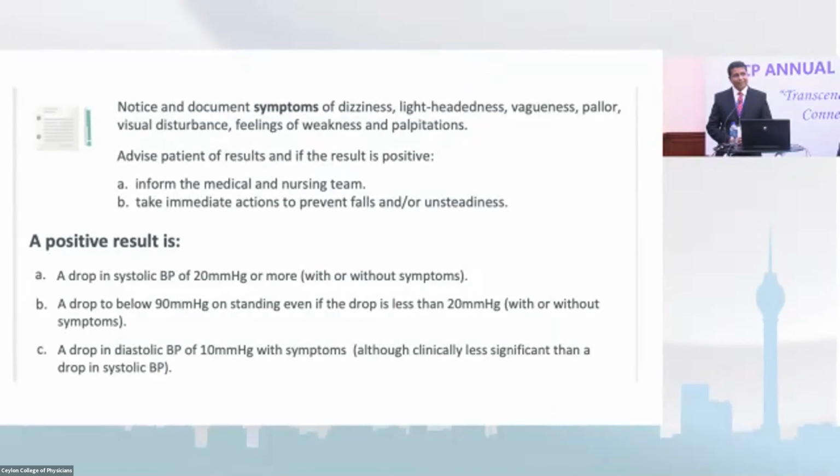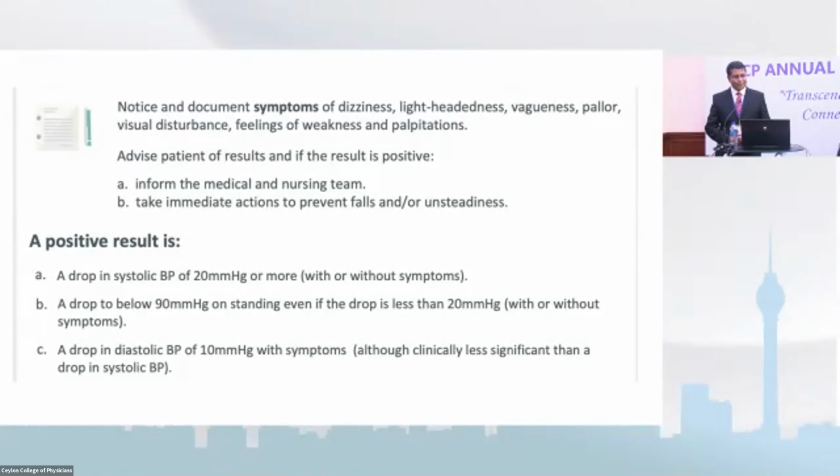So when the patient is standing, check whether the patient is having symptoms like dizziness, lightheadedness, pallor, any visual disturbance, weakness, or palpitation. So document those things. And then, if the systolic blood pressure drops by 20 or more, with or without symptoms, it is a postural drop.